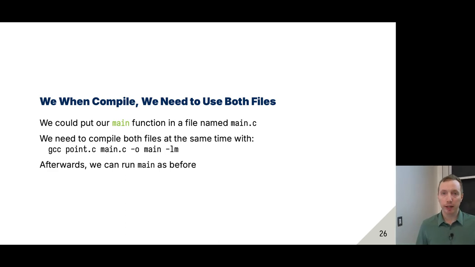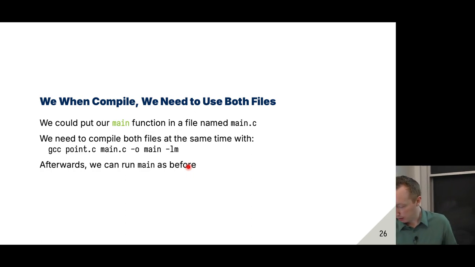Usually you put your main function in its own file. So I might put it in a file named main.c, and that has what I showed before. Just have main and then include point.h. And then if I want to compile them by hand, I have to tell GCC, if I use that as my compiler, I give it point.c, main.c, and then dash o, which is the name of the executable file. And in this point, I use the math library, so I have to do dash lm. And then afterwards, we just run that main executable as before.